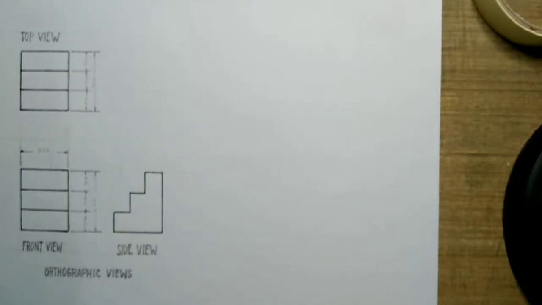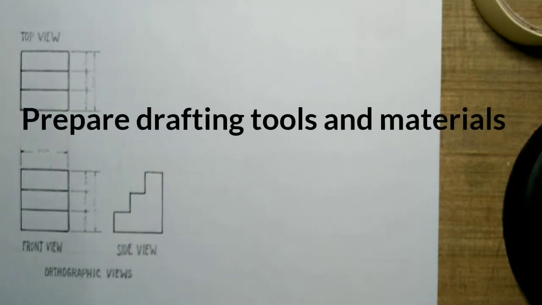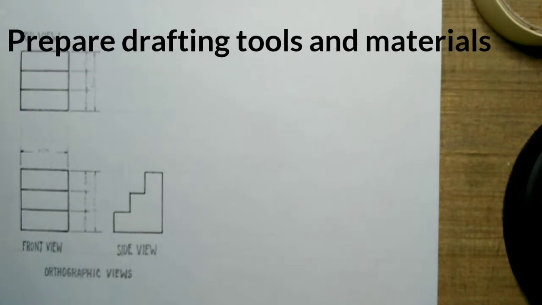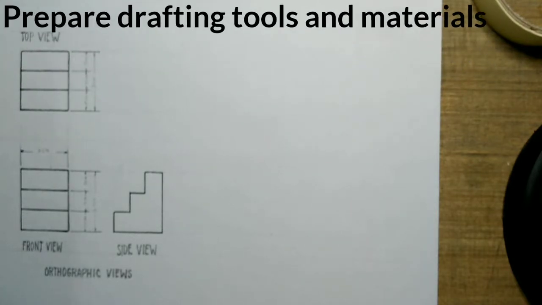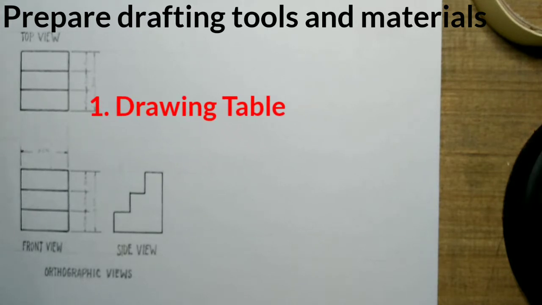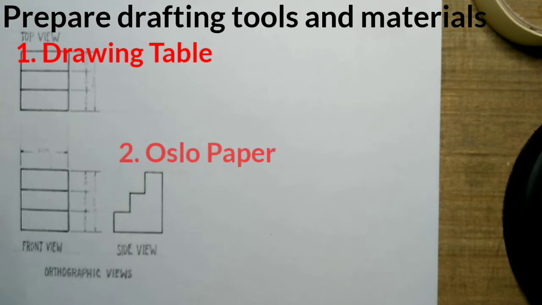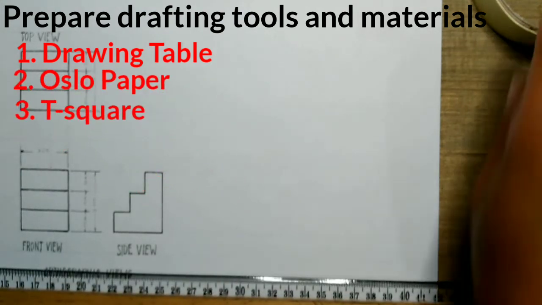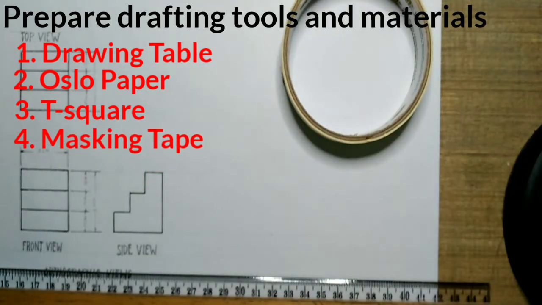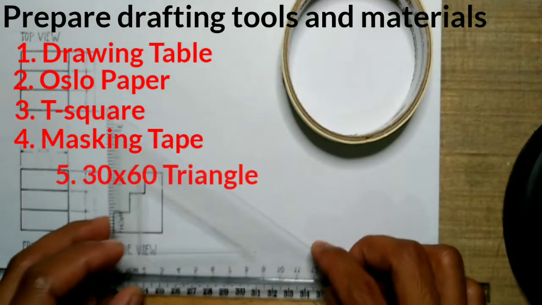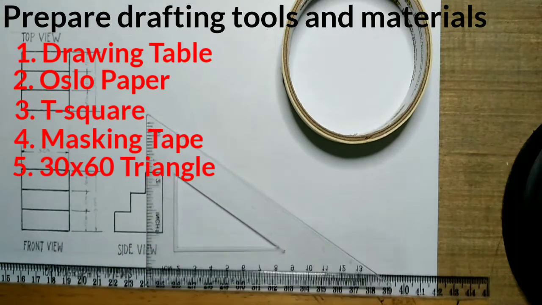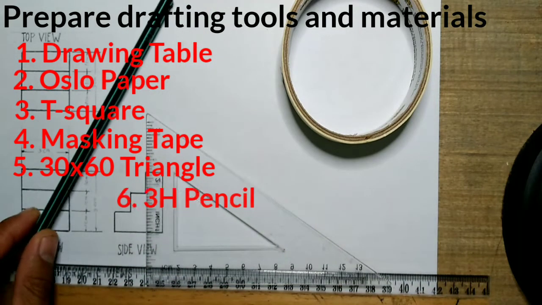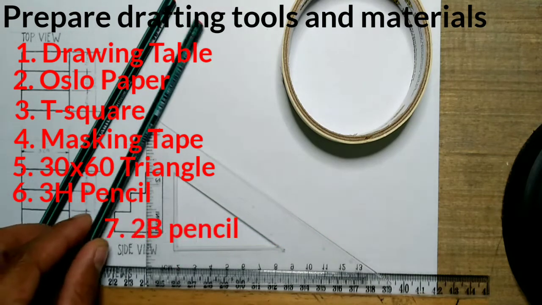Okay, let's start. First thing we need to do is to prepare our drafting tools and materials. Number 1, you prepare your drawing table, your Oslo paper, T-square, masking tape, 30 by 60 triangle, 3H pencil, and 2B pencil.